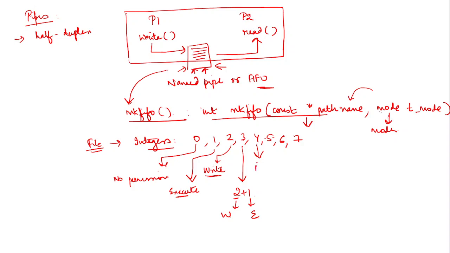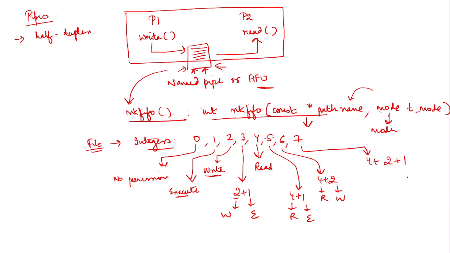Then 4 specifies the read permission. 5 is equivalent to 4 plus 1: 4 specifies the read operation and 1 specifies the execute operation, so the file has read and execute permissions only, not the write permission. Then 6 specifies 4 plus 2, read and write permission. And finally 7 specifies 4 plus 2 plus 1, which means the file has all the permissions: read, write, and execute.